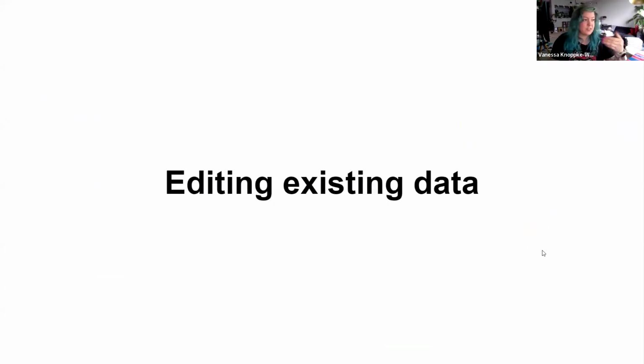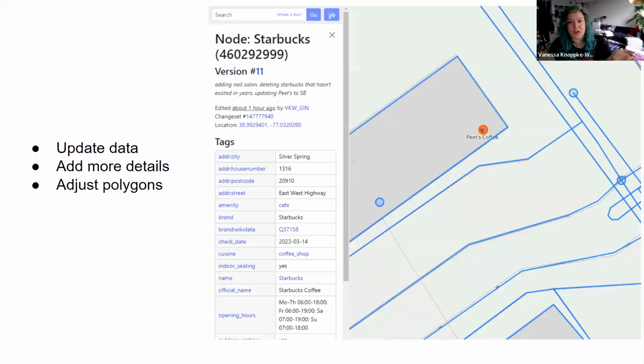And that kind of leads to editing existing data. What I did was edit existing data. It's really the same process as creating your own data, only the difference is you're going in and adding something to data that already exists. So some things you can do, of course, is update data, like update details. You can adjust the polygons. There's probably many other ways you can think of to update it.